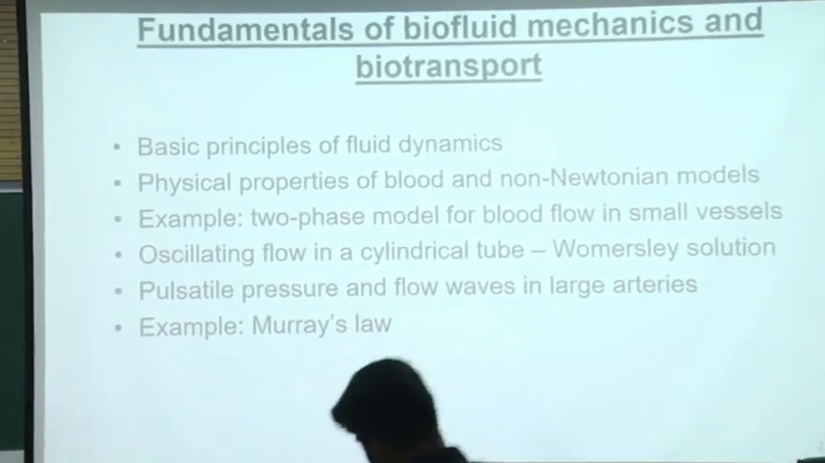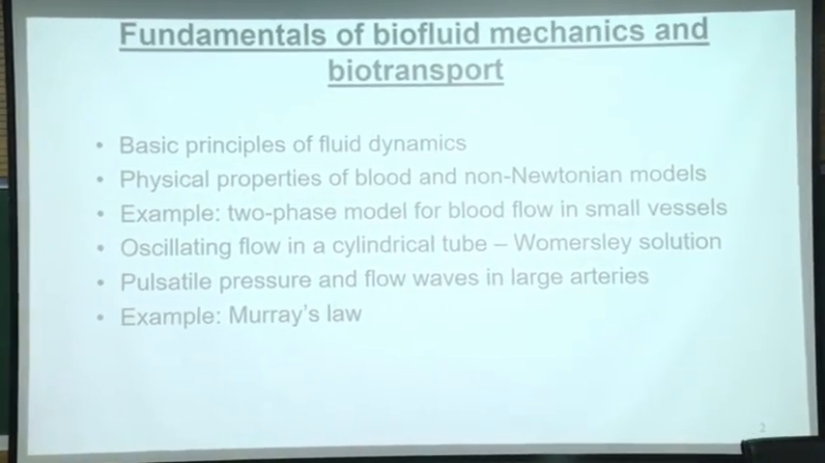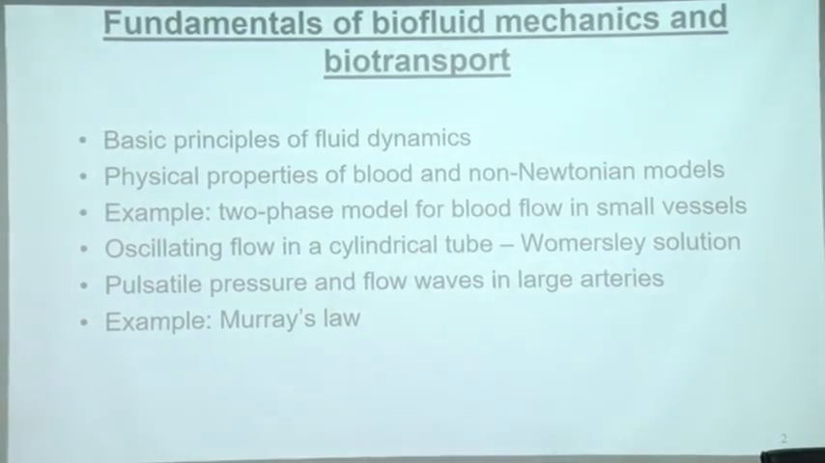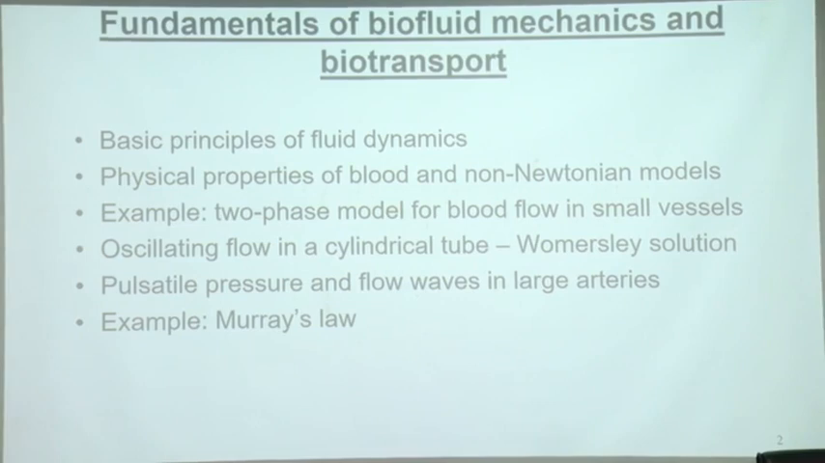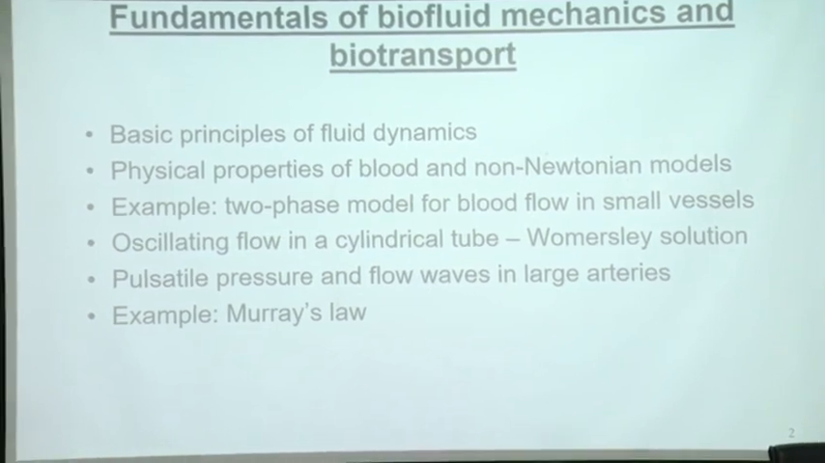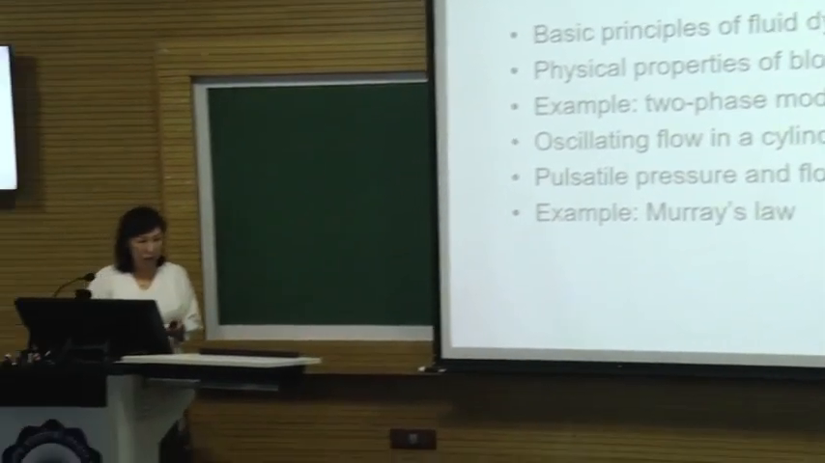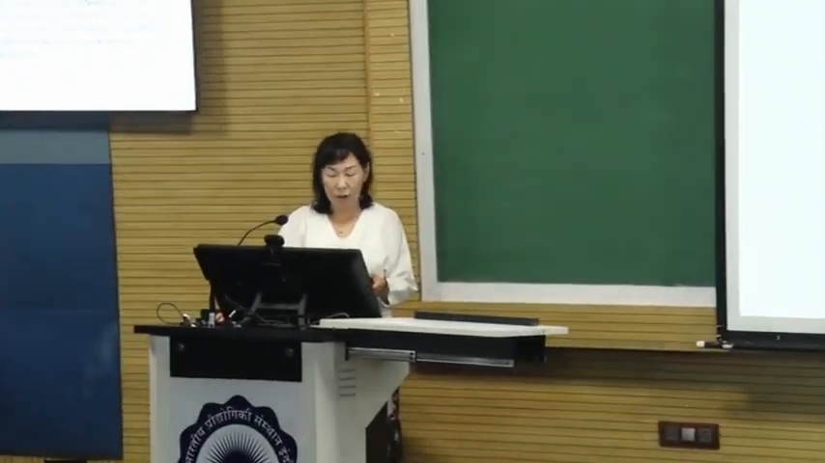And then I will use an example, which is a well-known paper available in the literature, and I will go through that with you. It describes a two-phase model for blood flow in small vessels. Then we'll go on to look at oscillating flow in cylindrical tubes, because we know that blood flow is not steady. There's a well-known Womersley solution. Some of you are probably familiar with that. We'll go through the theoretical part of the Womersley solution and see what we can get from that.